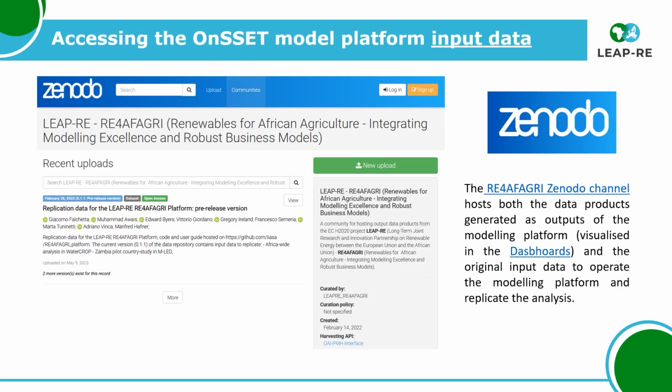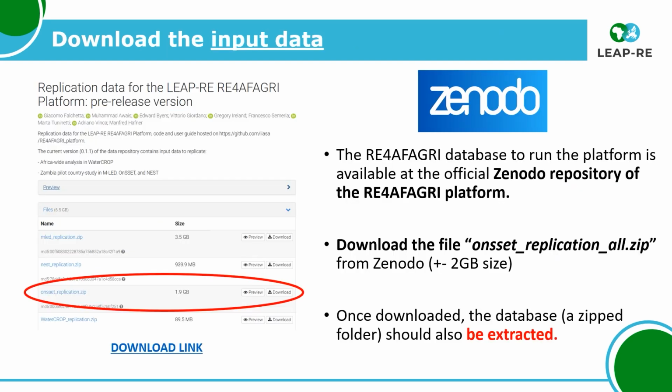You will also need to go to Zenodo to get the required input data. Here on this page, you can find links to the Zenodo where you can see the replication data for all of the different models, including also those for OnSSET. Make sure to download the replication data for OnSSET. This file in zip form is roughly 2 gigabytes in size. Make sure you remember where you download it on your computer.